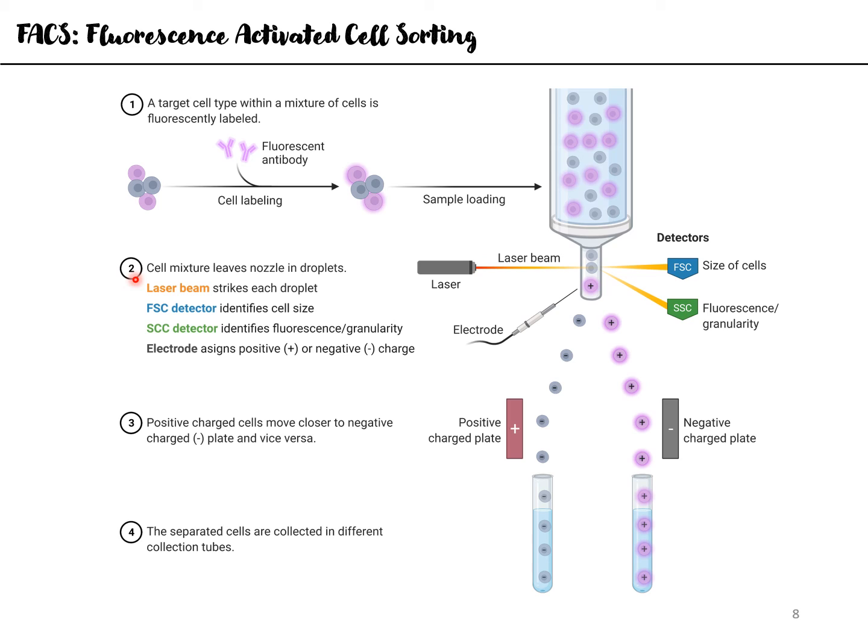So what is there over here? Cell mixture leaves the nozzle in droplets. Laser beam will strike each droplet. The forward scatter detector identifies the cell size. The side scatter detector, this would be SSC, will identify fluorescence. And the electrode will now assign a positive or negative charge depending on the fluorescence detected. And the positive charged cells will move closer to this negatively charged plane, and the negative charged cells will move closer to the positive charged plane. And now these cells will be collected in different collection tubes.